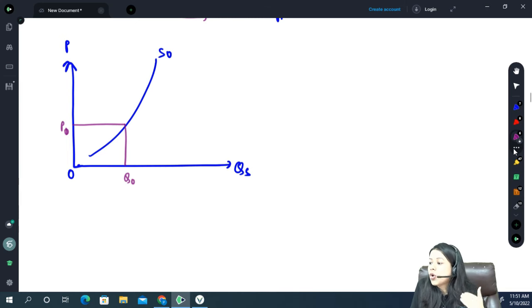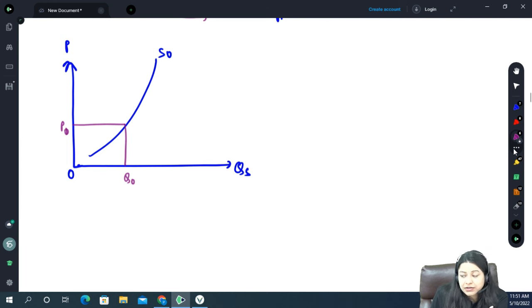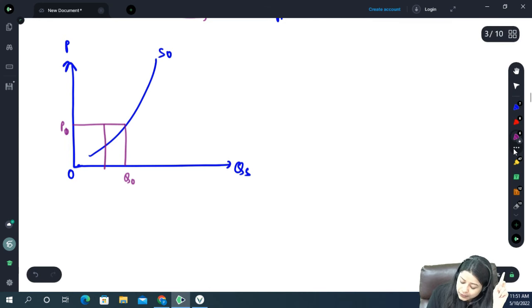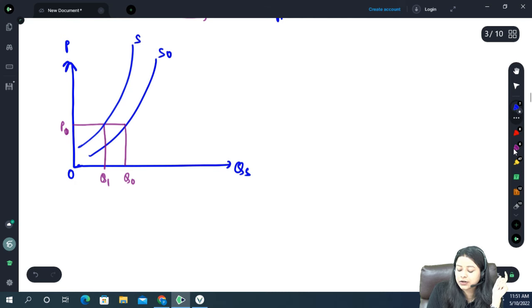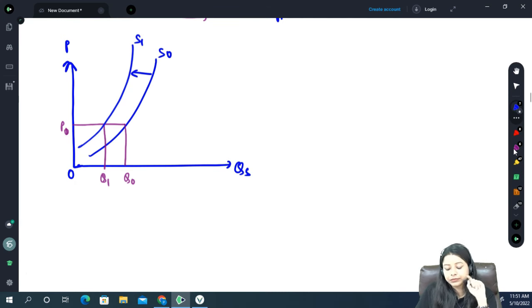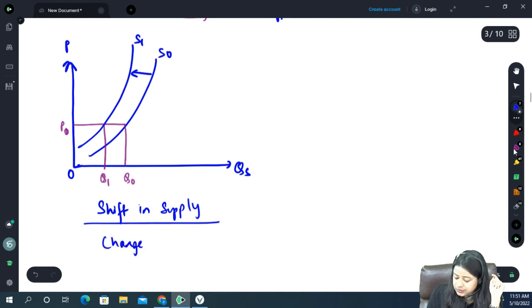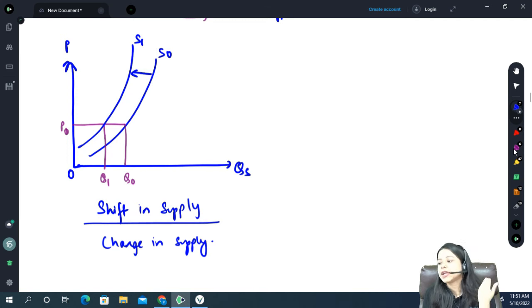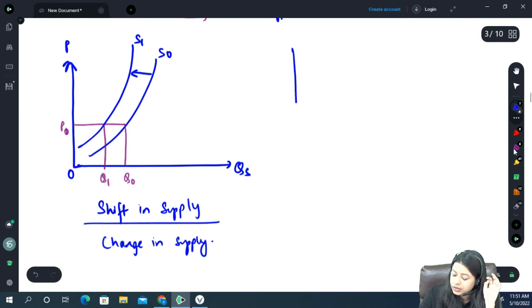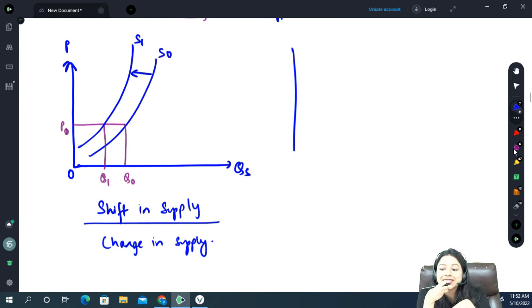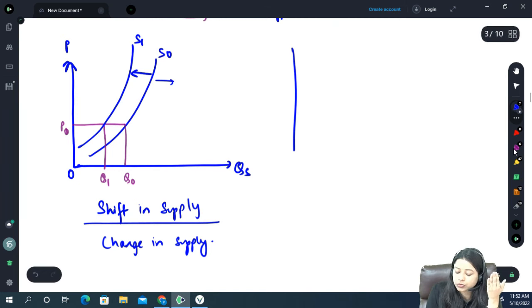Now, if there is an increase in the cost of production, my production becomes expensive. Clear? I will sell less at the same price, so I will sell maybe Q1 at the same price. So basically what is happening is your supply curve is shifting to the left. This is known as a shift in the supply curve, or we also call it a change in supply. This happens when any determinant other than price changes. Clear? Similarly, if the cost of production is decreasing, I will supply more at the current price, so it will shift to the right.